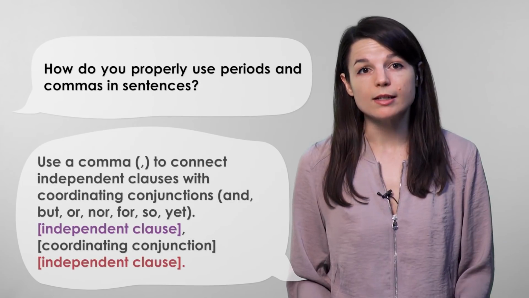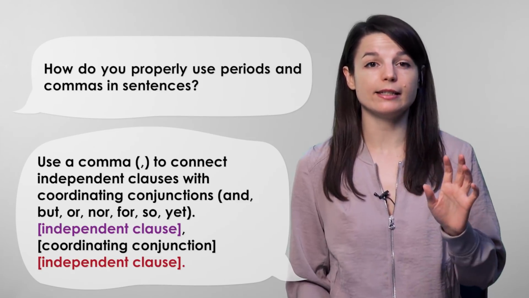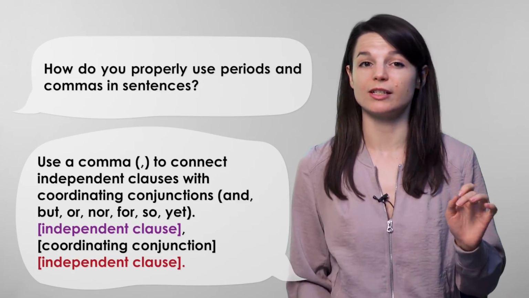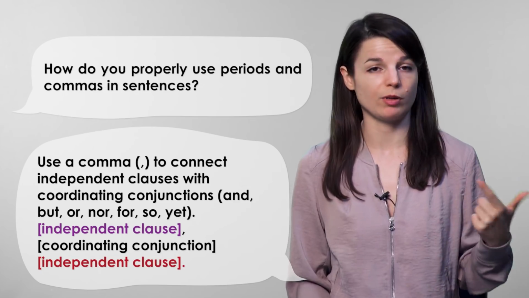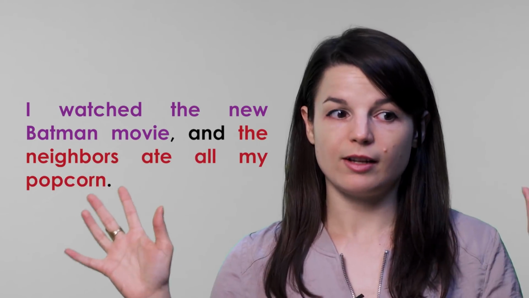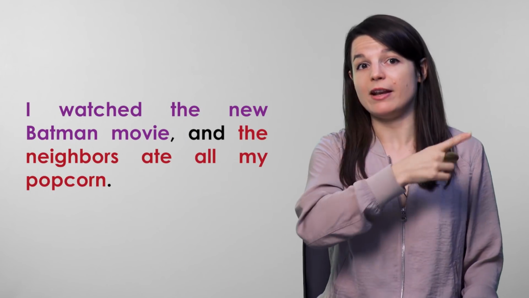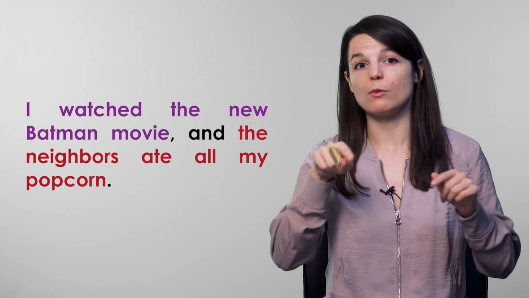We use commas then when we're connecting independent sentences with coordinating conjunctions. A coordinating conjunction is like and, but, or, for, so, yet. Like I watched the new Batman movie and the neighbors ate all the popcorn. So I watched the new Batman movie, comma, and the neighbors ate all the popcorn. That's when I would use a comma.